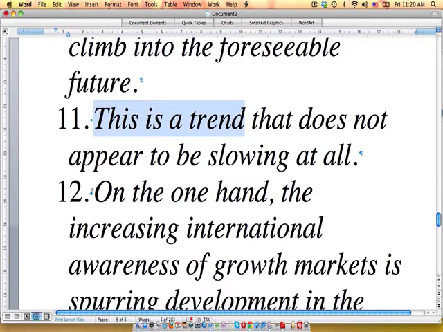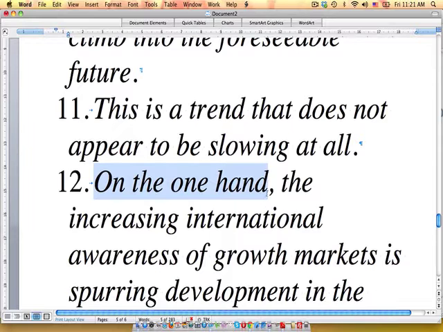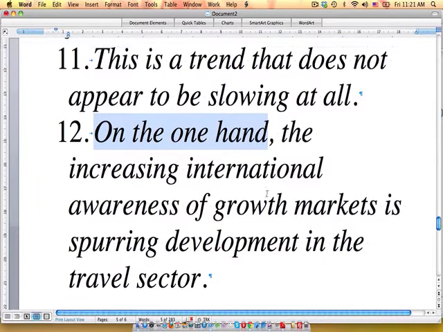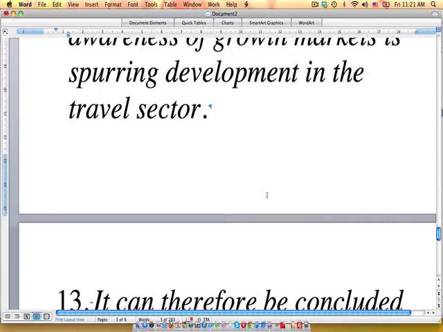"On the one hand." Okay, now if you're bringing up several points, you would not say "on the one hand" at the end of those points. This is at the beginning. So we would start with "on the one hand," and then later somewhere in the essay, perhaps in the next paragraph, we would state "however, on the other hand," or "in addition to this," or something like that. So "on the one hand" is typically used to bring up the first of several points.